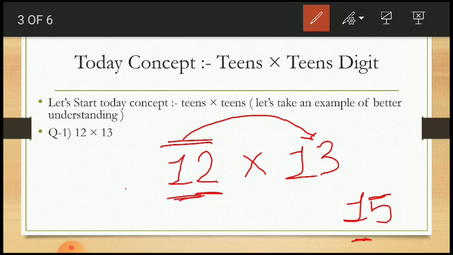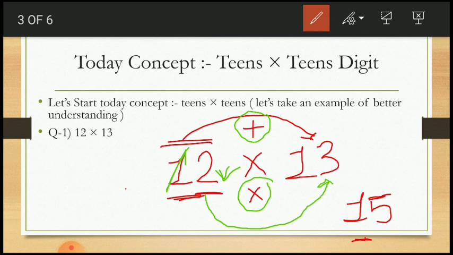Now you have to multiply. In the upside you have to add, and in the downside you have to multiply. But in the downside multiplication you have to forget this 1; you have to multiply only these two. Multiply this 2 to the next 3. The 1 is not important, only the last unit digit matters. When you multiply 2 and 3, your answer comes 16.